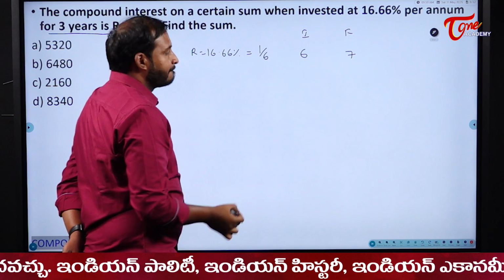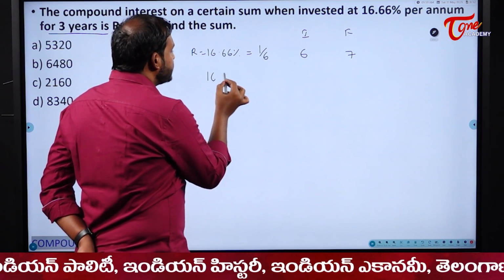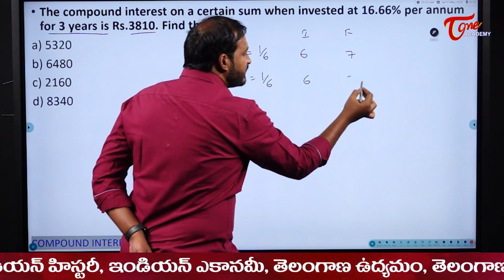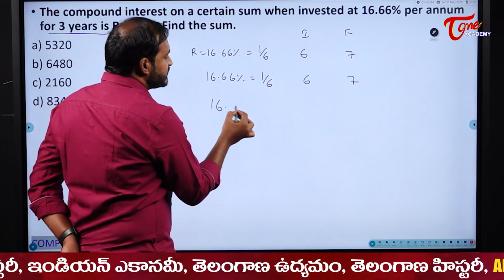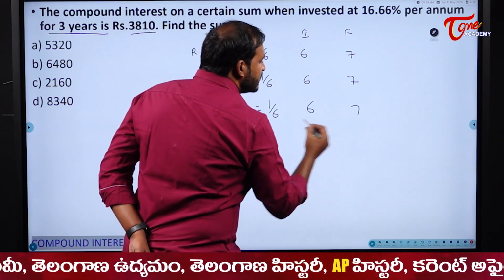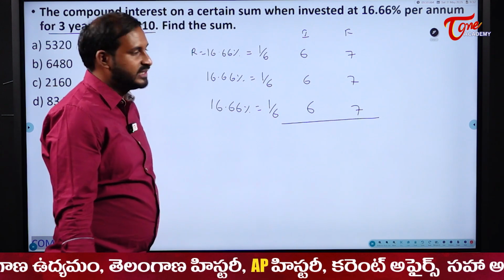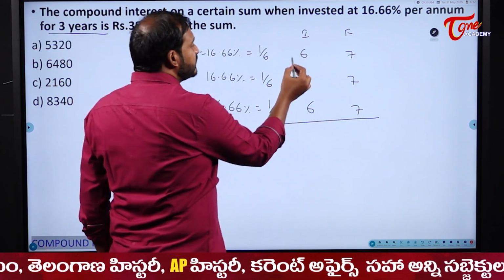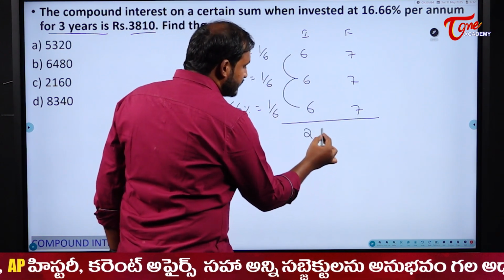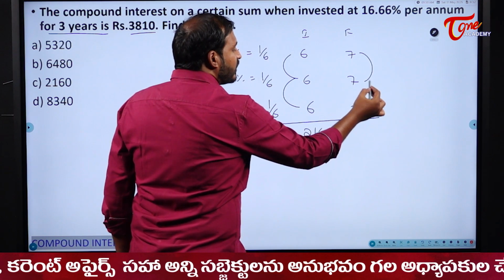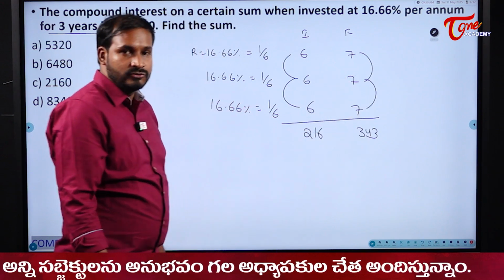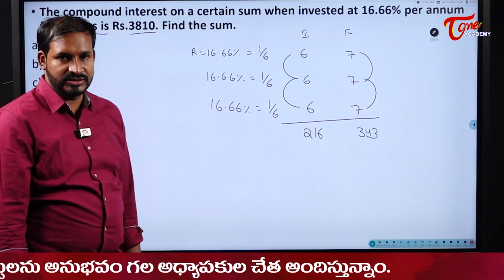7. Next, once again 16.66%, that means 1 by 6, once again 6 and 7. Next, once again 16.66%. It will become 1 by 6, so 6 and 7. Now multiply these, students. 6 6s are 36. 36 6s are 216. 7 7s are 49. 49 7s are 343. Actually, this is 6 cube and 7 cube. You should know those two values by default.